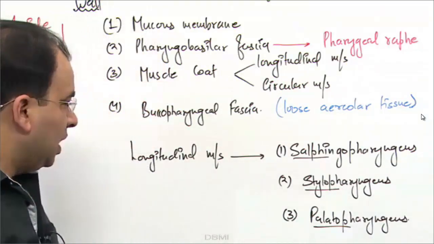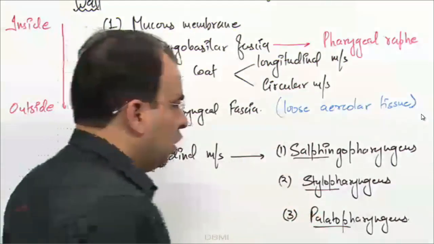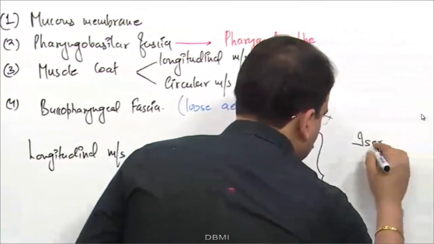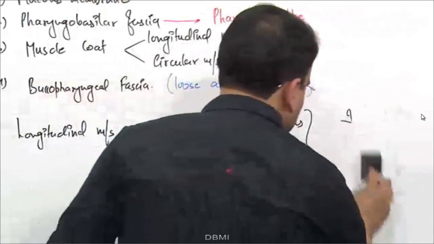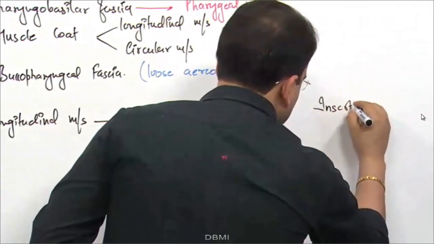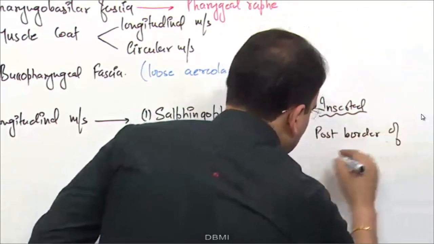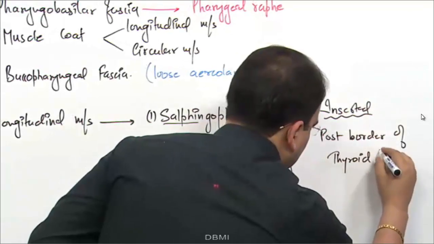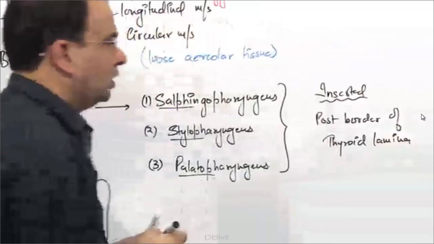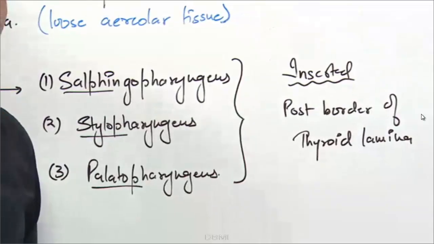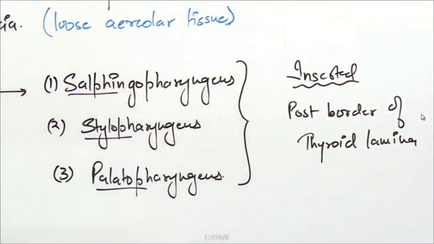All the longitudinal muscles of the pharynx are inserted onto the posterior border of the thyroid lamina. So all these longitudinal muscles will go and insert onto the posterior border of the thyroid lamina. That is about the longitudinal muscle.